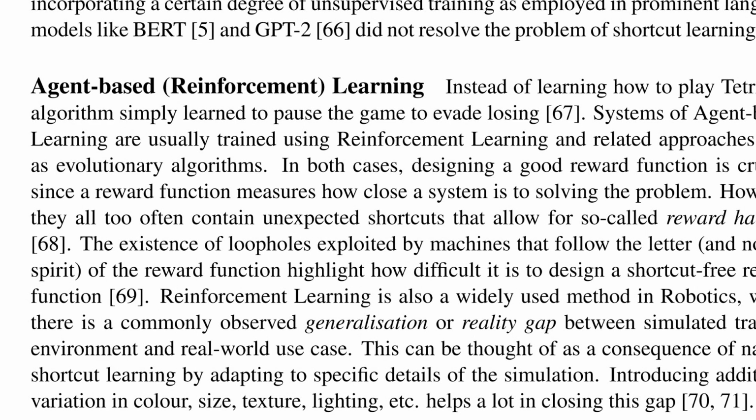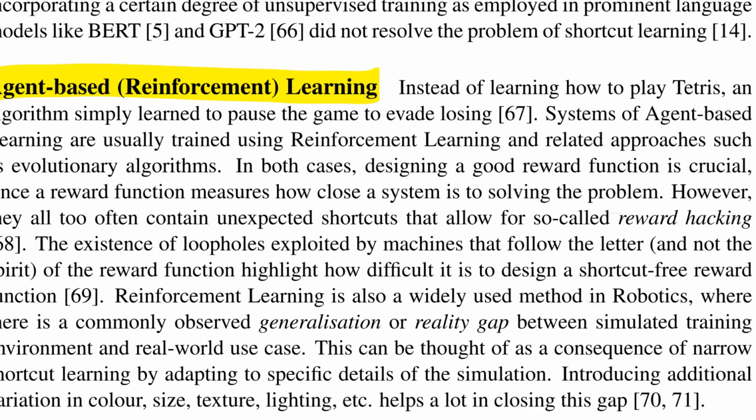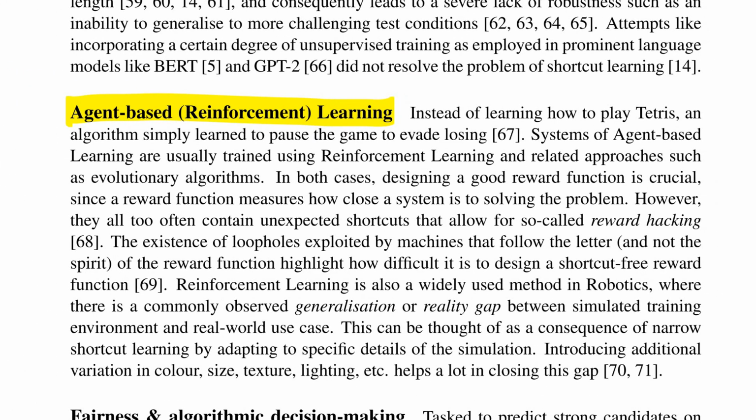Agent-based reinforcement learning. I find this pretty funny, where it learned how to play Tetris. Instead of learning how to play Tetris, an algorithm simply learned to pause the game to evade losing. Come on, it's genius, right? It is objectively genius.